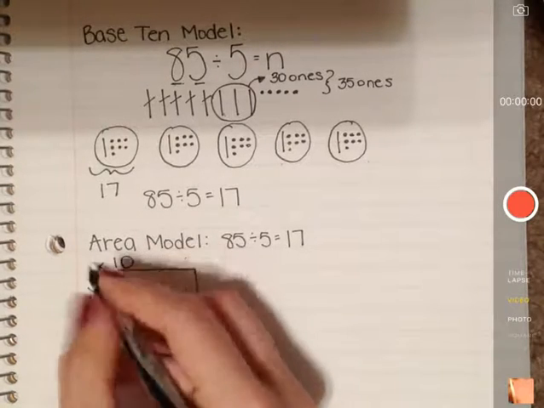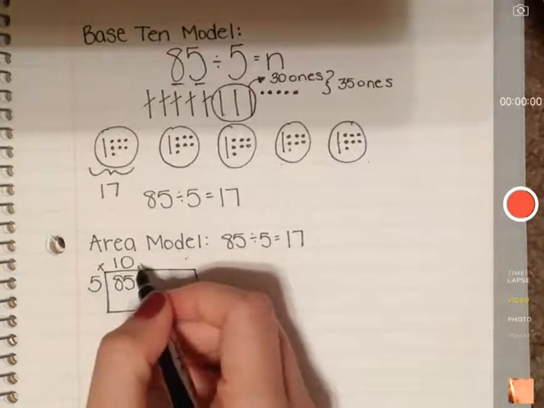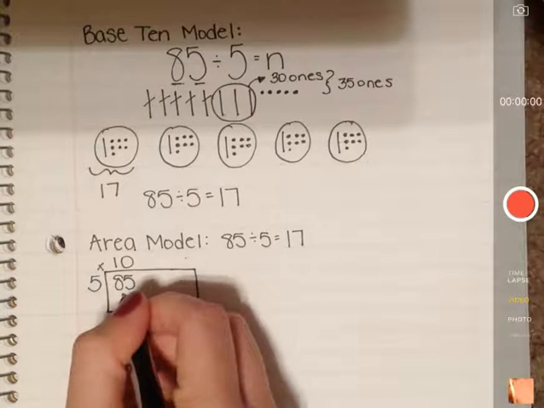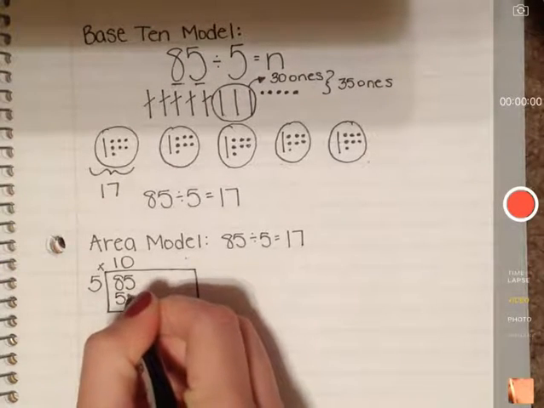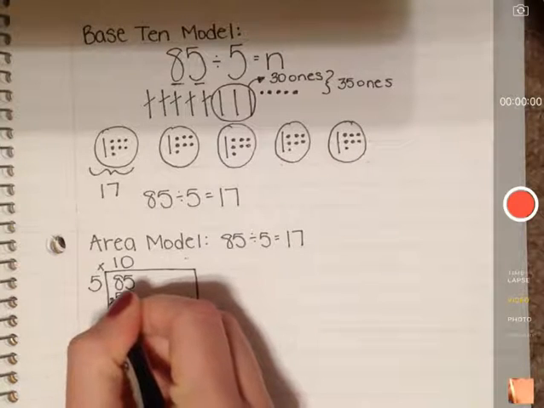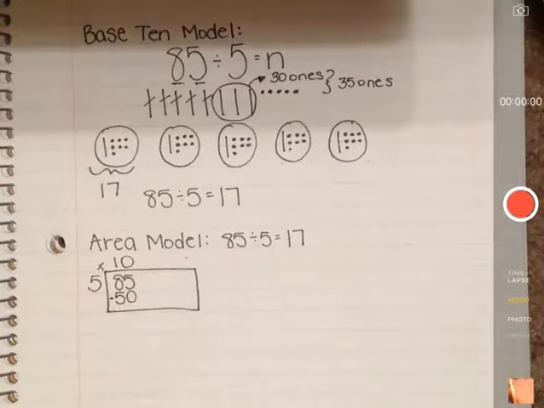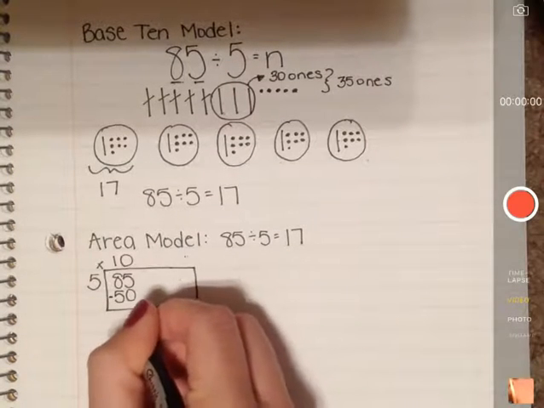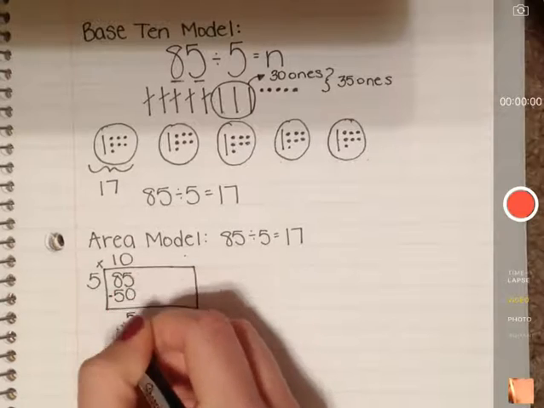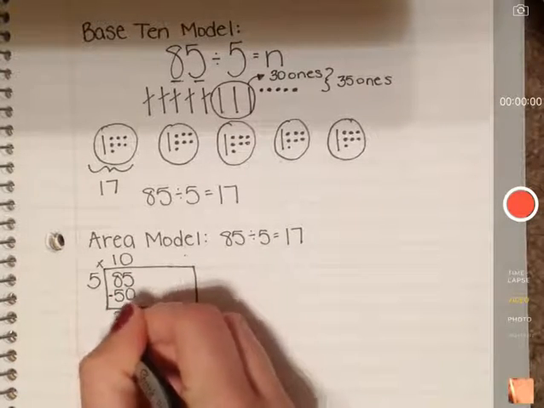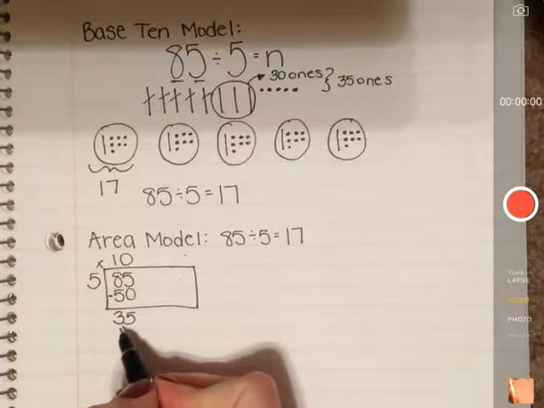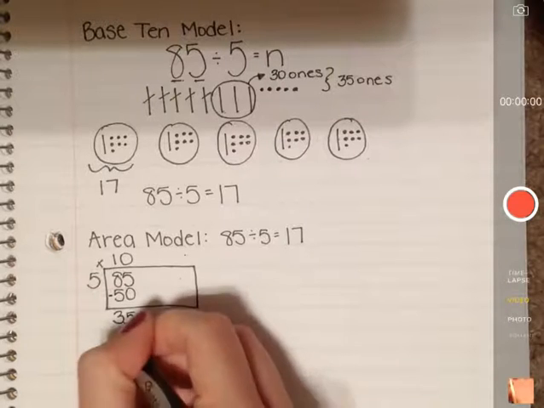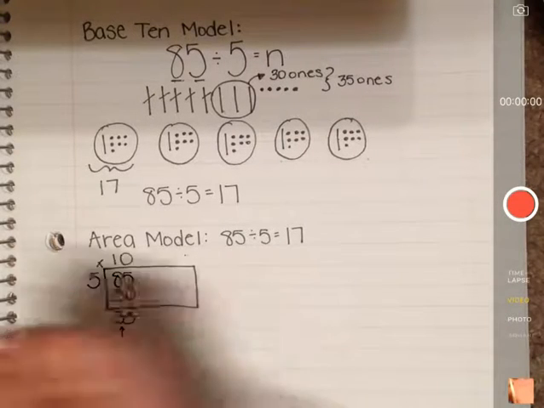When I multiply 5 times 10, I'm going to get 50. That means I have already distributed 50 of my 85 pieces. So I'm going to go ahead and subtract those 50 pieces out. 5 minus 0 is 5. 8 minus 5 is 3. This tells me that I have 35 pieces that I still need to distribute.